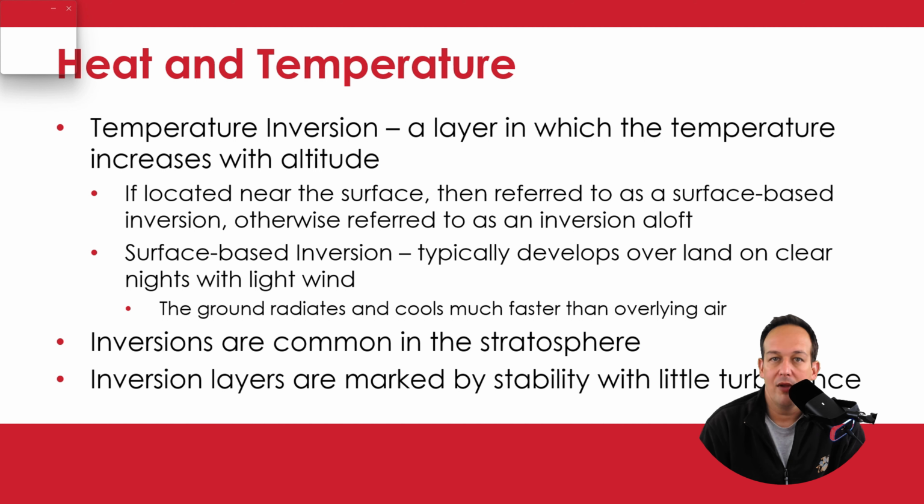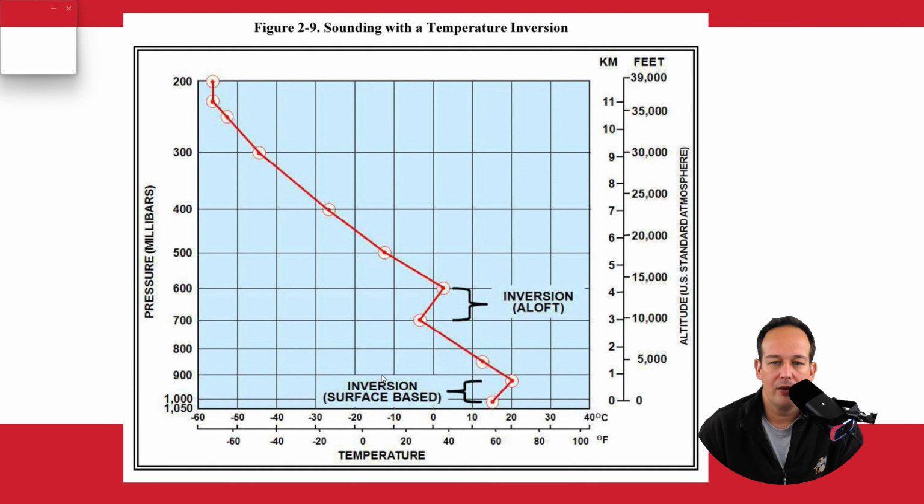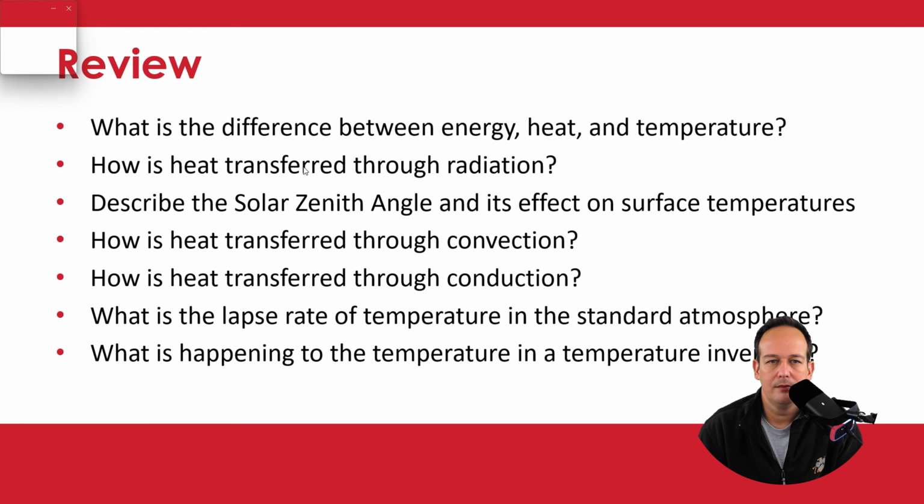The flying weather in temperature inversions is generally very stable, very smooth, and calm. So it's nice flying weather. Now, you might have poor visibility, but other than visibility, it's nice flying weather. And here in this picture, we have a surface-based temperature inversion where the temperature increases with altitude, but then at a certain point it starts decreasing again until it starts increasing again and then decreasing.